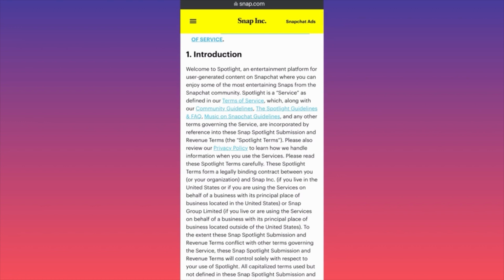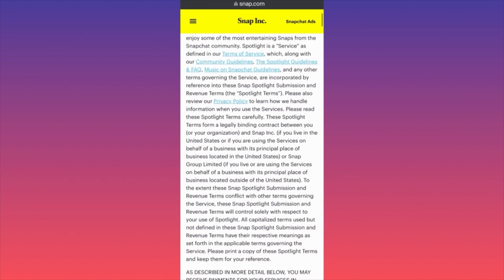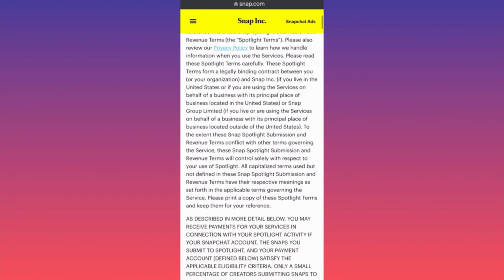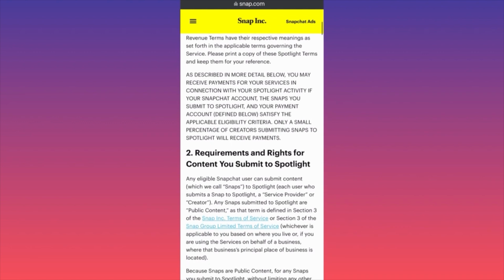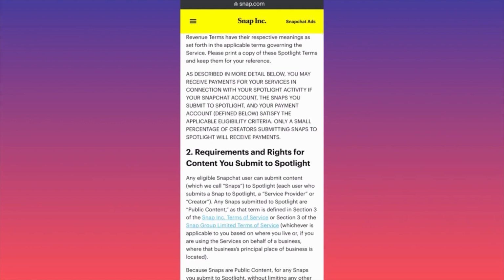Okay, we know that. Scroll down. Please also review the privacy policy. As described in more detail below, you may receive payments for your services in connection with your Spotlight activity if your Snapchat account, the snaps you submit to Spotlight, and your payment accounts, defined below, satisfy the eligibility criteria. Only a small percentage of creators submitting snaps to Spotlight will receive payments. Guys, things are getting serious over here.